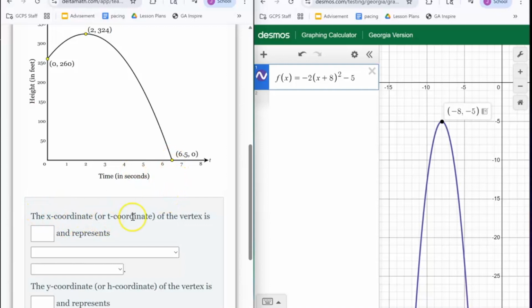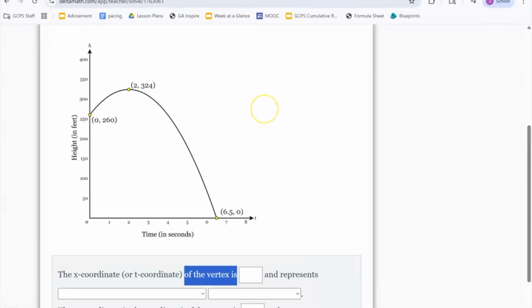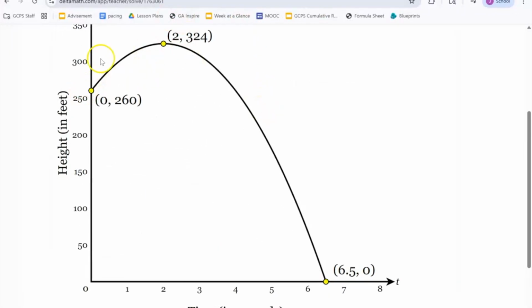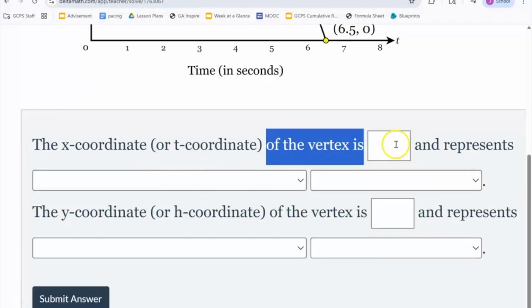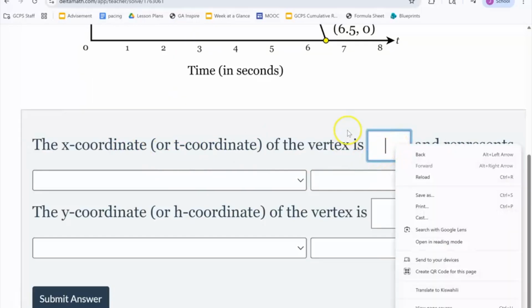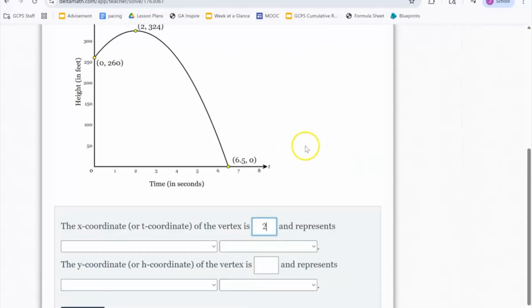All right, the x-coordinate or t-coordinate of the vertex. So we just talked about the vertex is what, right? The tallest or the lowest point. I'm just going to make this full screen because it looks like I don't even need a calculator. So the tallest point is right here. It's 324. So the x-coordinate, it's only asking for 2. All right. So this is the x-coordinate.